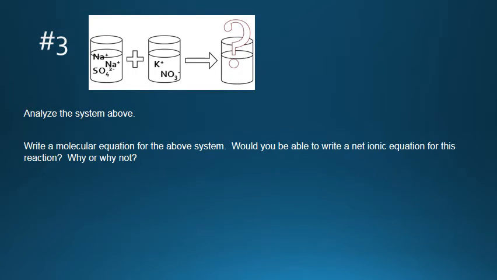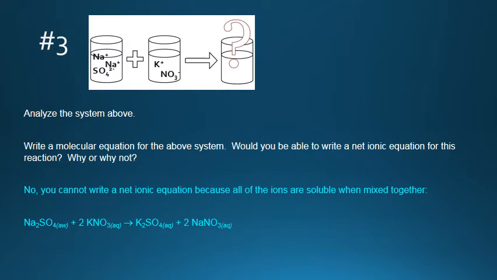Taking a look at this equation, you have to analyze that when the anions switch, do they make a precipitate? So when potassium hooks up with sulfate, does a precipitate form? When sodium then hooks up with nitrate, does a precipitate form? And the answer to this is no. You cannot write a net ionic equation because all of the ions are soluble when mixed together. And there's the molecular equation, and you'll notice that both potassium sulfate and sodium nitrate are soluble.